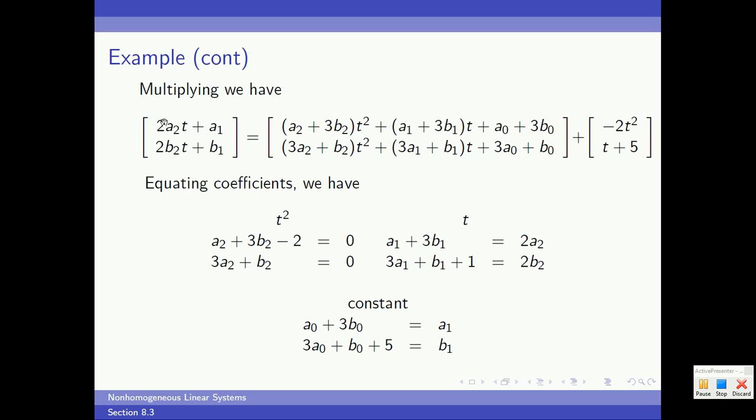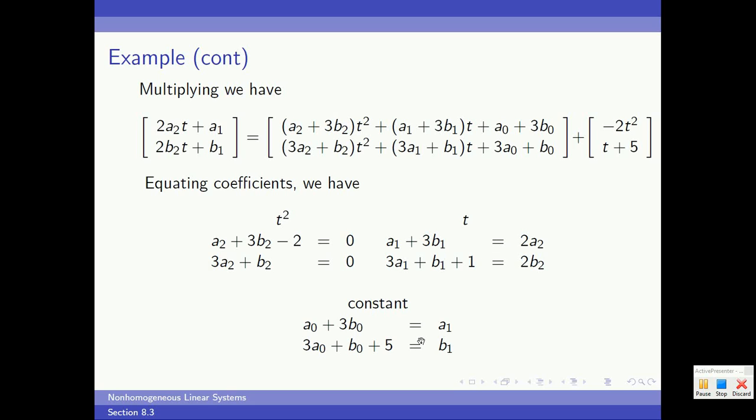Okay, looking at my t terms, I'm going to have 2a2 has to be equal to a1 plus 3b1. And here I have 2b2 has to be equal to 3a1 plus b1 plus 1. So that's how I get these equations. And then my constant terms, I have to have a1 is equal to a0 plus 3b0. And then b1 is my constant term here, and it's equal to 3a0 plus b0 plus 5. So my t squared equations, my t equations, and my constant equations.